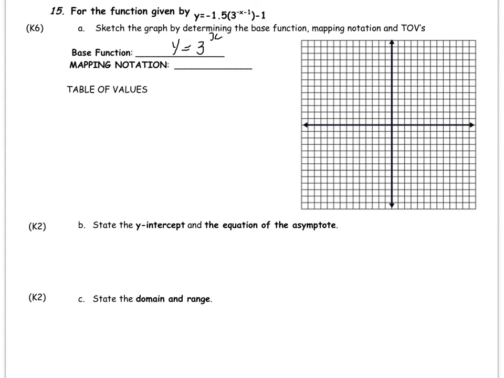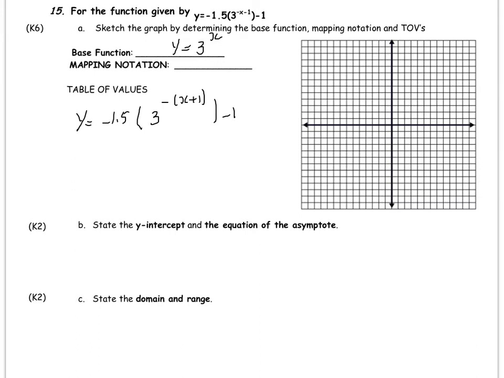This is our base function. Now the mapping notation: first we have to change the notation of the function. I'm going to write y equals negative 1.5 open bracket 3 exponent, and I'm going to take the negative 1 and factor it out, so I get negative x plus 1, close bracket, minus 1.